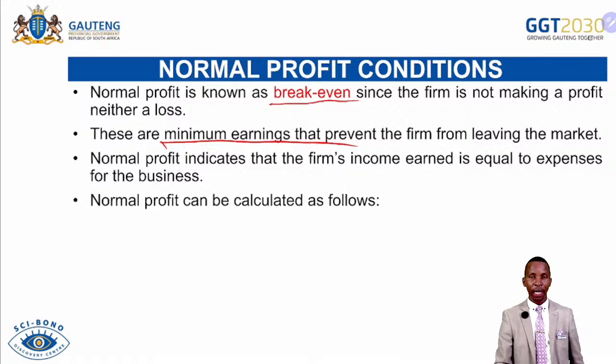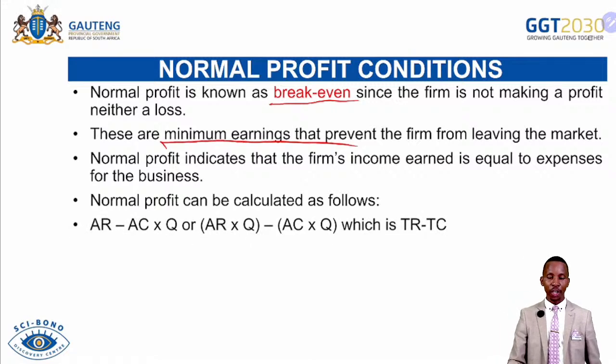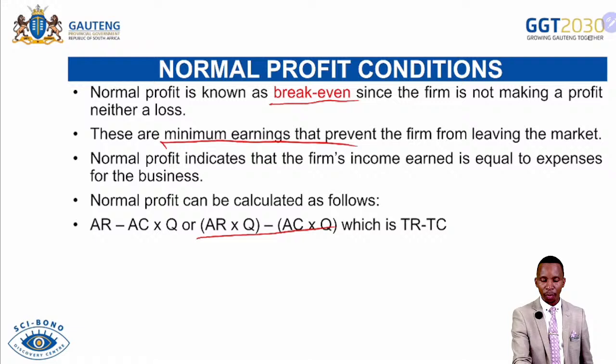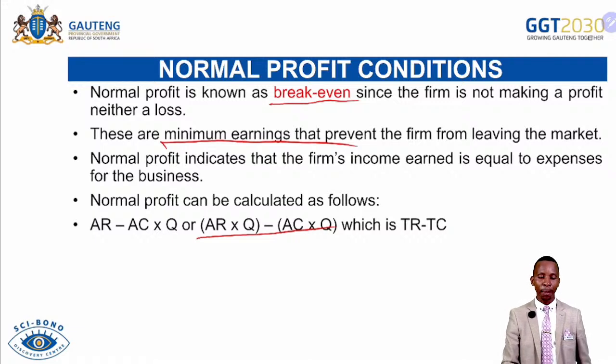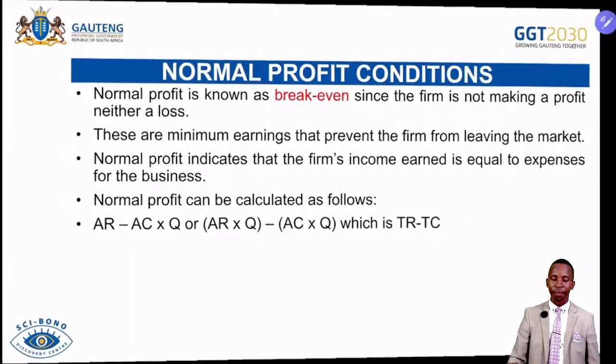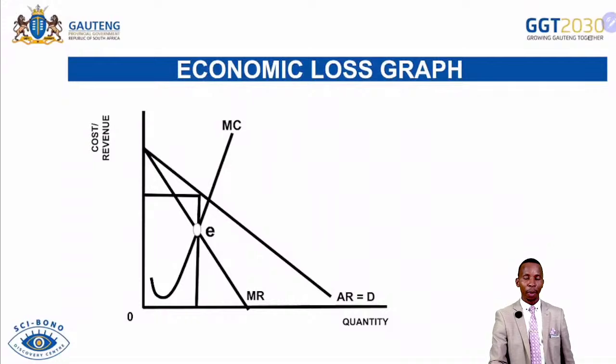Normal profit can be calculated as follows. We say normal profit equals (AR minus AC) times Q, or normal profit equals TR minus TC, which is generated in this formula: open the bracket AR times Q, close the bracket, minus open the bracket AC times Q, close the bracket, and you get your TR and your TC. And then this is our normal profit coming in.